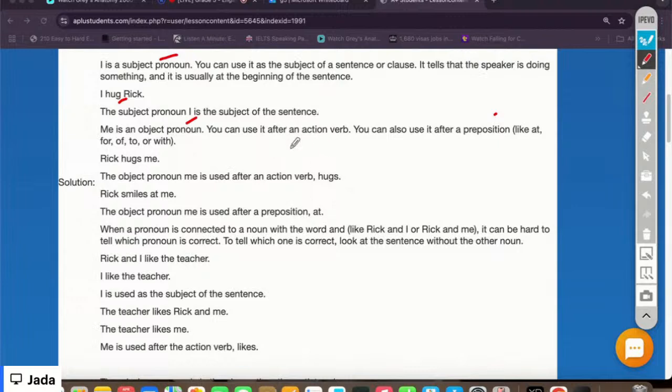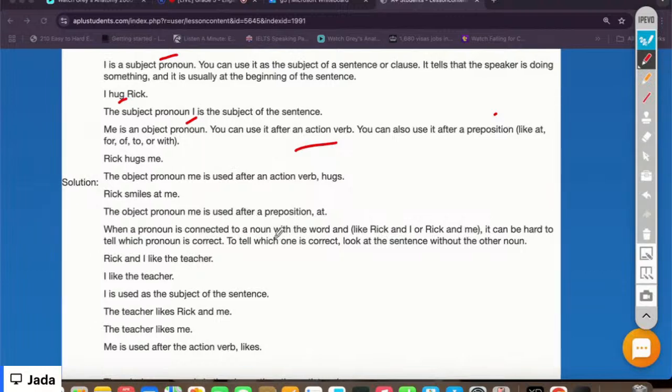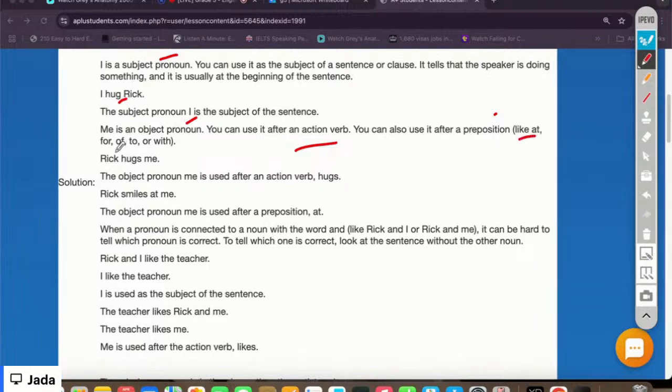So you can use it after an action verb. You use me after an action verb because it's an object pronoun, and you can also use it after a preposition like any of these prepositions here. So we have Rick hugs me. The object pronoun me is used after an action verb, hugs. Rick smiles at me. The object pronoun me is used after a preposition, at.